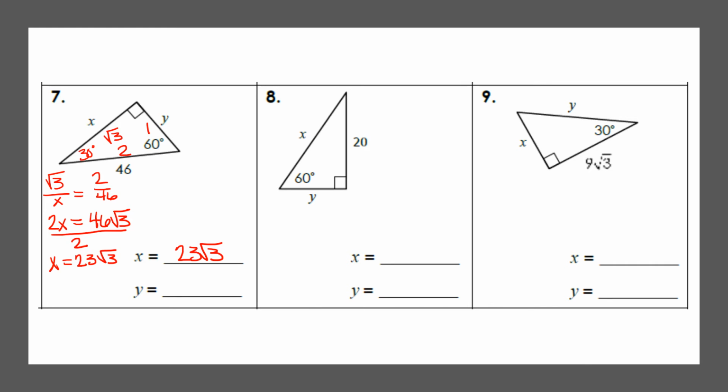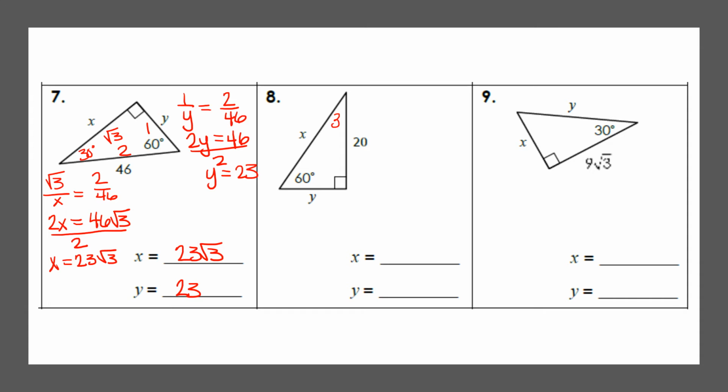If I want to find y, I've got 1 over y equals 2 over 46. So in other words, I've got that 2y equals 46. Divide everything by 2, I've got that y equals 23.